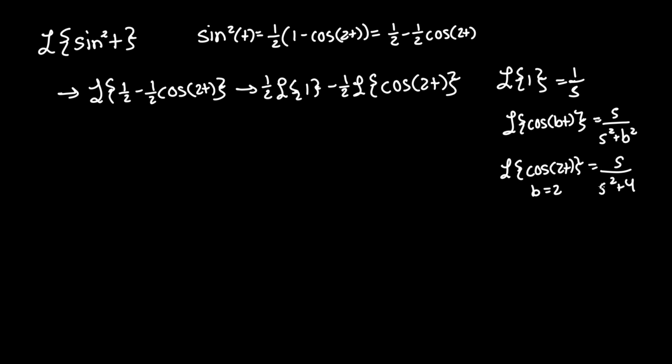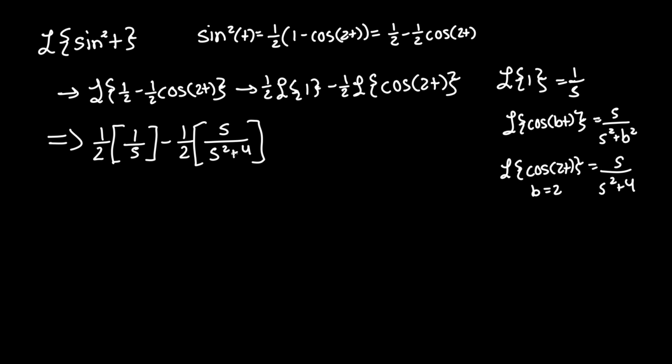It doesn't really matter. With these terms, it can become 1/2. Our Laplace of 1 we said was 1 over s, minus 1/2 Laplace of cosine of 2t, which is s over s squared plus 4. And that equals our final answer of 1 over 2s minus s over 2 parentheses s squared plus 4.